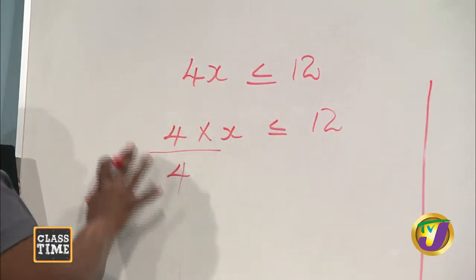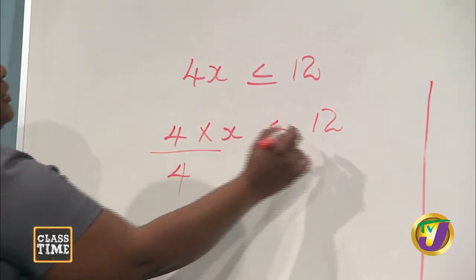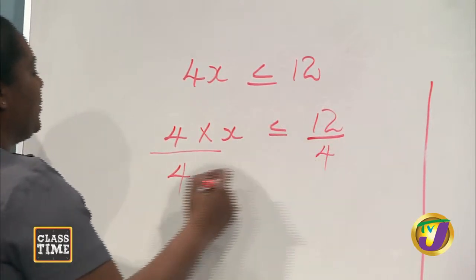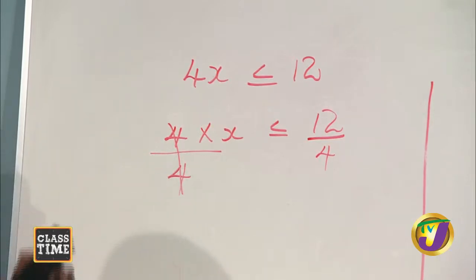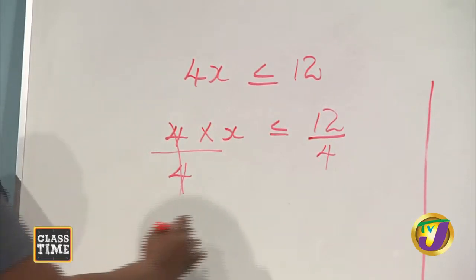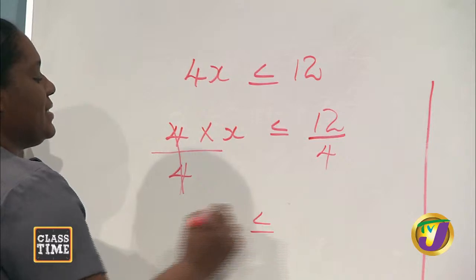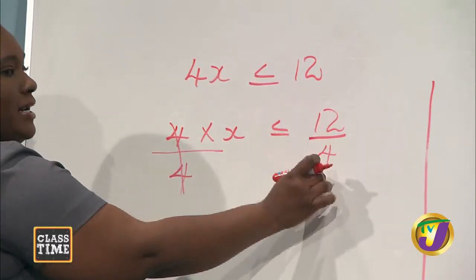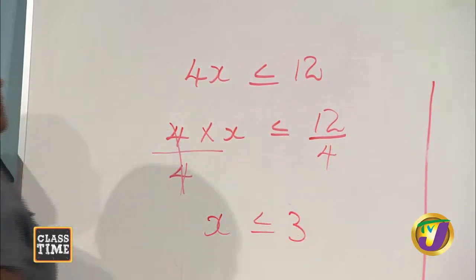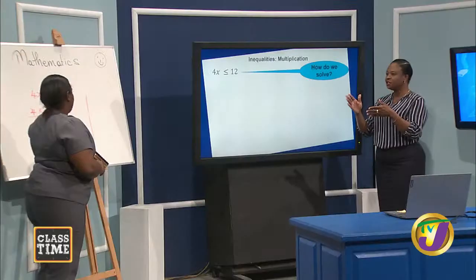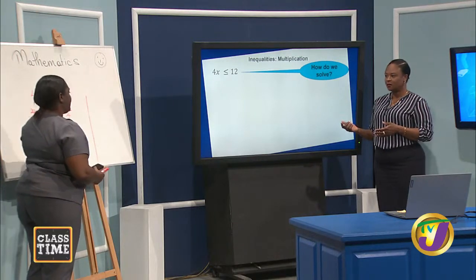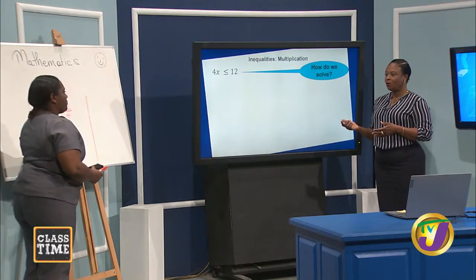Okay. And whatever you do to the left-hand side, you also do the same operation to the right-hand side, to keep the balance. Maintain the balance. So it is x that is less than or equal to 12 divided by 4, 3. Okay. Good. And the solution set would say, we are thinking about all those numbers that are less than or equal to 3.